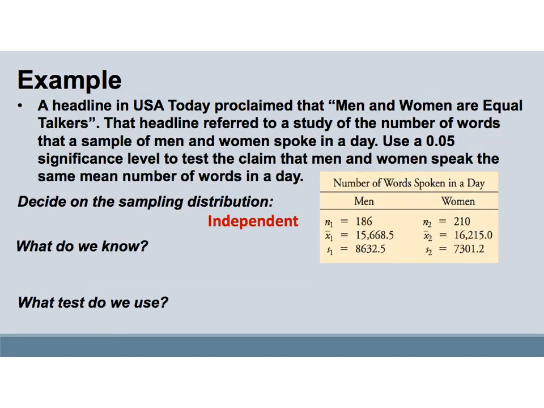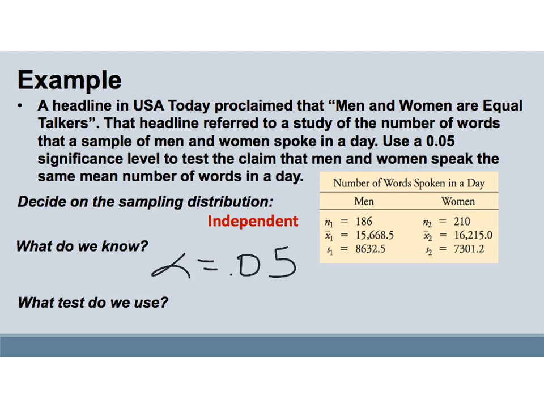Okay, what do we know? Well, we know all that stuff in that nice little table. And as you may suspect, they don't always give you a nice little table like that. If they don't, write it out yourself. You decide which one's sample 1, which one's sample 2, and list things out like that. The only other thing it told us was a 0.05 significance level, so we know that alpha is 0.05.